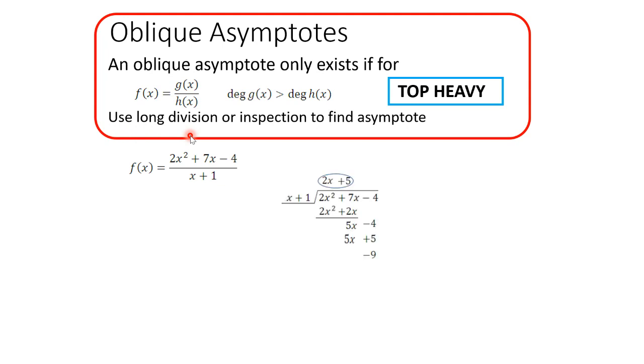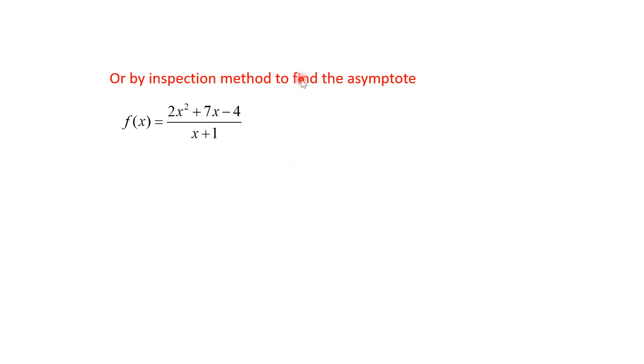Okay, and remember when you do long division, it is the quotient that you get at the top there that is your oblique asymptote. Or you can do it by inspection, which I think many more people do. If I am doing it by inspection, I like to write the numerator 2x squared plus 7x minus 4 is equal to the divisor, in other words, what you're dividing by, multiplied by the quotient, plus the remainder.